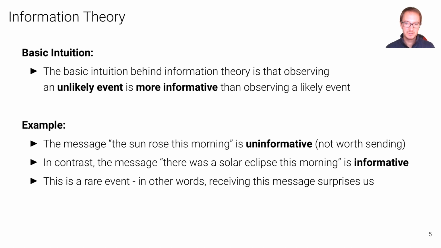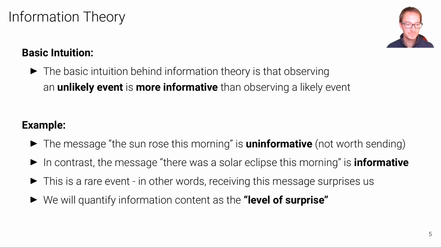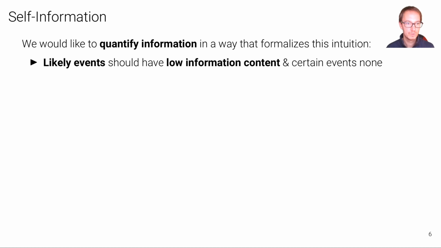In contrast, the solar eclipse is a rare event. In other words, receiving this message surprises us. Surprise is another word for information. We'll quantify information content informally as the level of surprise, if you will. If we're surprised, this means we have gained information that was before not known to us. We would like to quantify information now in a way that formalizes this intuition.